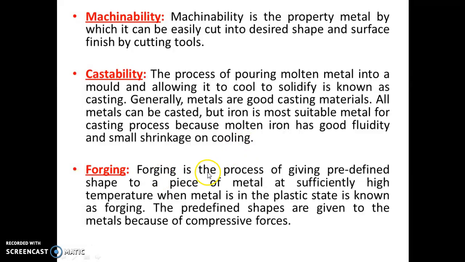The next property is forging. It is a very important term. Forging is the process of giving a predefined shape to a piece of metal at sufficiently high temperature, when the metal is in a plastic state.